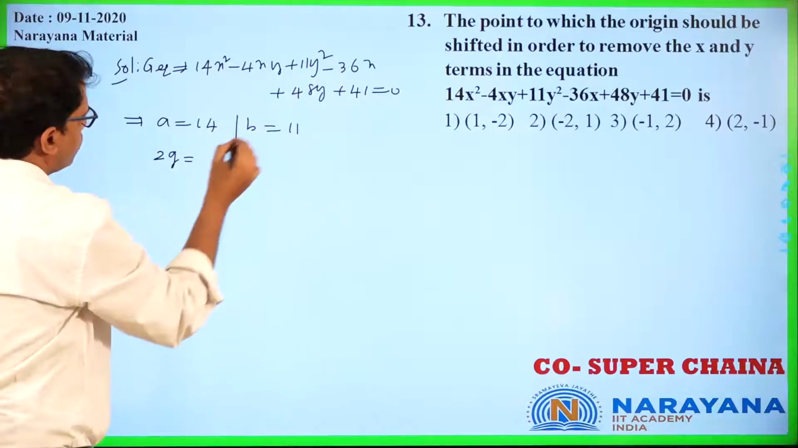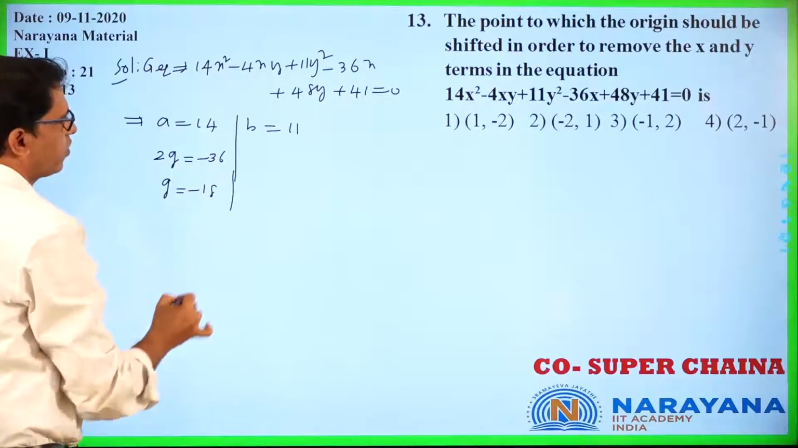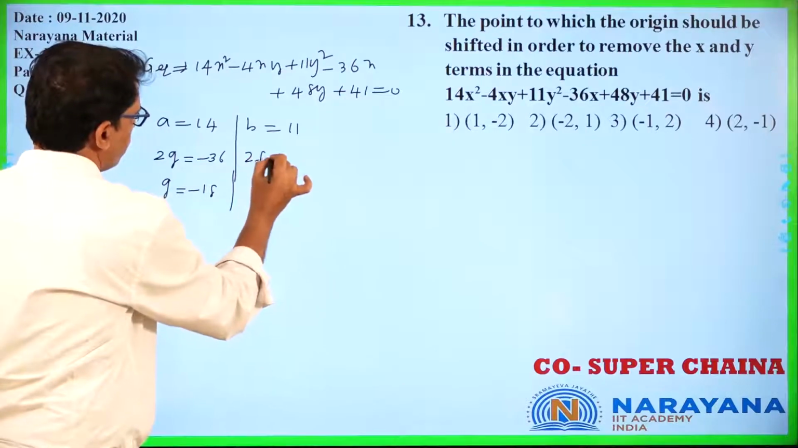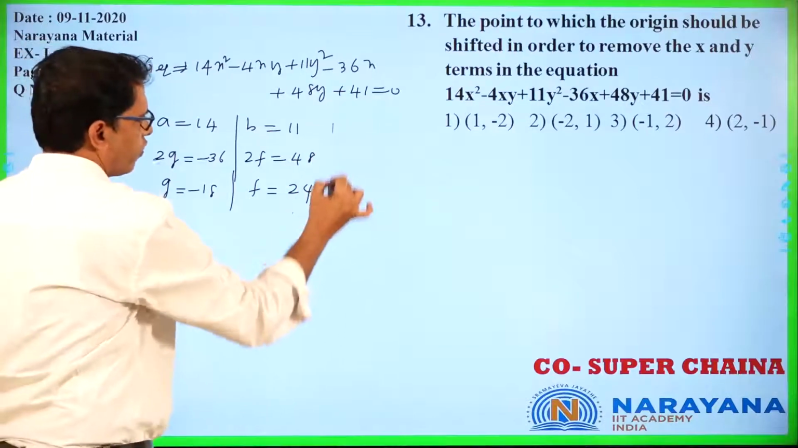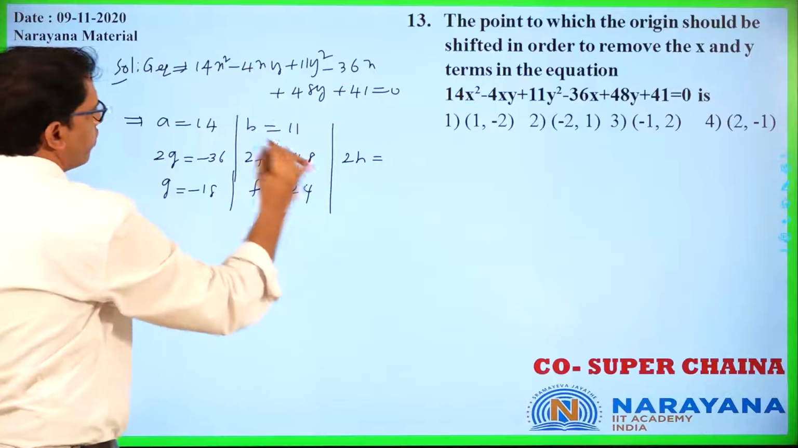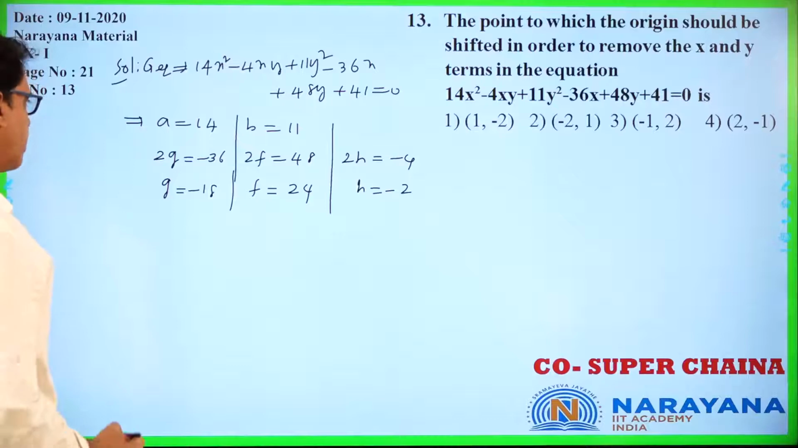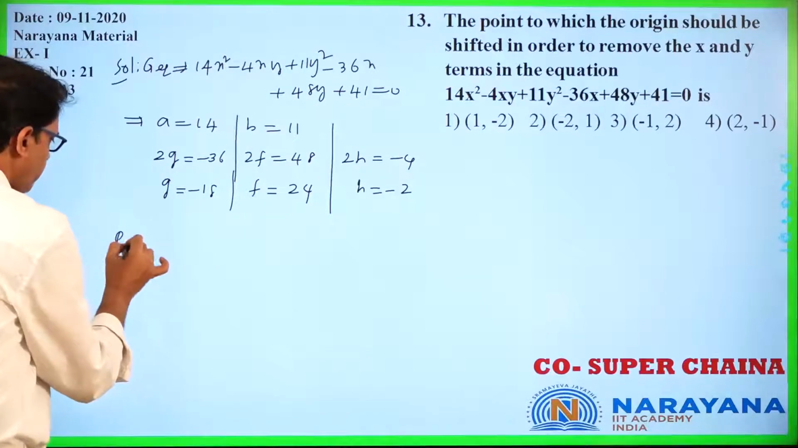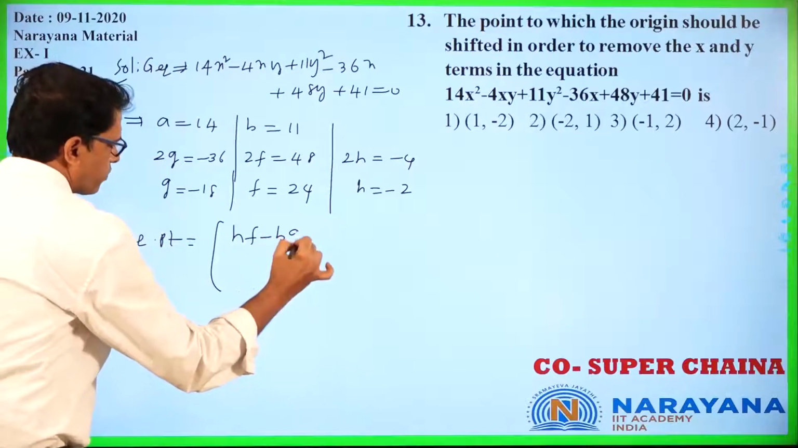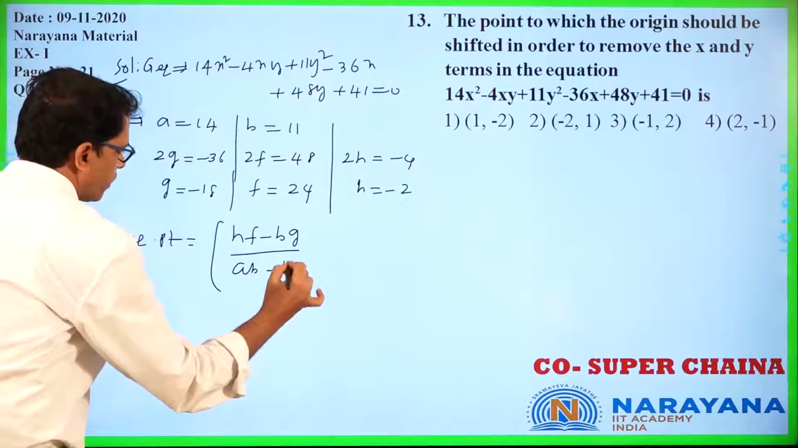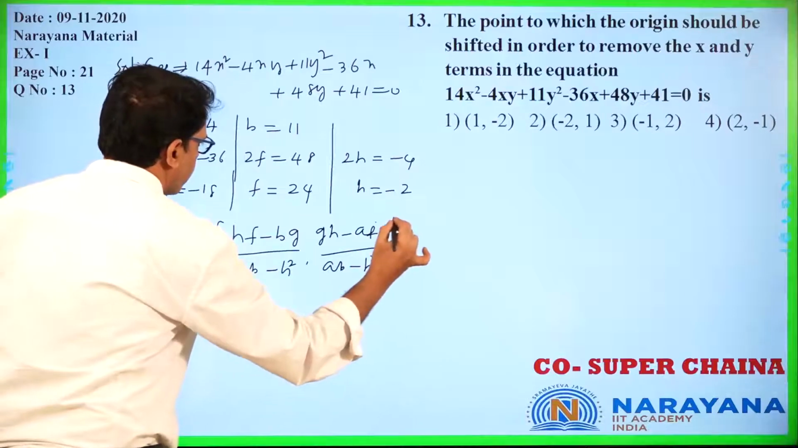For the x coefficient, 2g equals minus 36, so g value is minus 18. Then the y coefficient, 2f equals 48, so f is 24. Then the xy coefficient, 2h equals minus 4, so h equals minus 2. Now just application. Therefore the required point equals (hf minus bg) by (ab minus h square), comma, (gh minus af) by (ab minus h square).